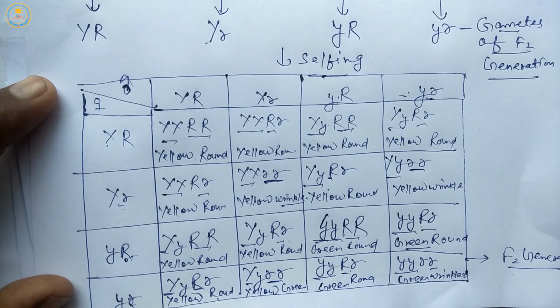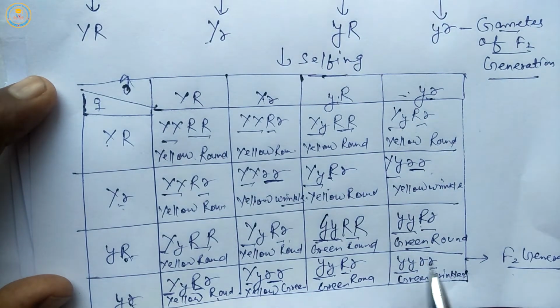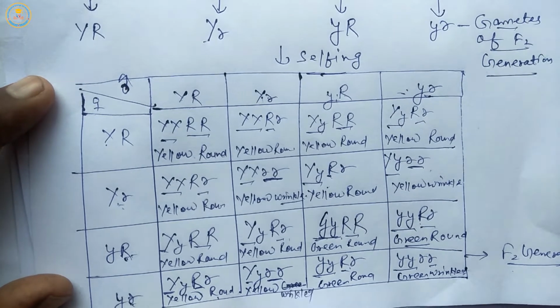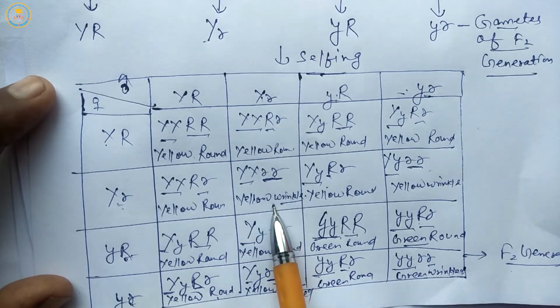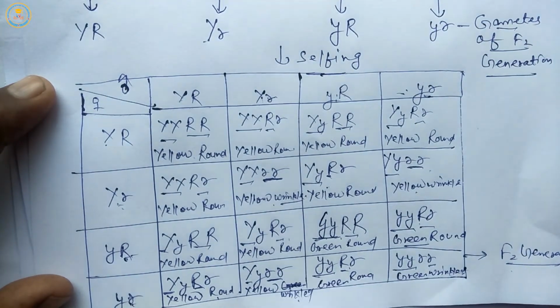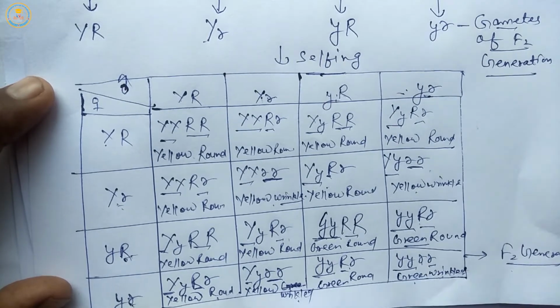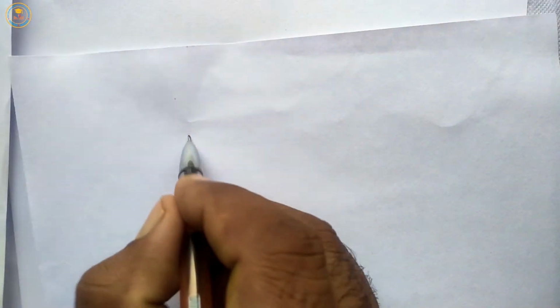Second is yellow wrinkled. 1, 2, 3. Once again, yellow wrinkled: 1, 2, 3. And last, green wrinkled, is only 1. So next is phenotype.